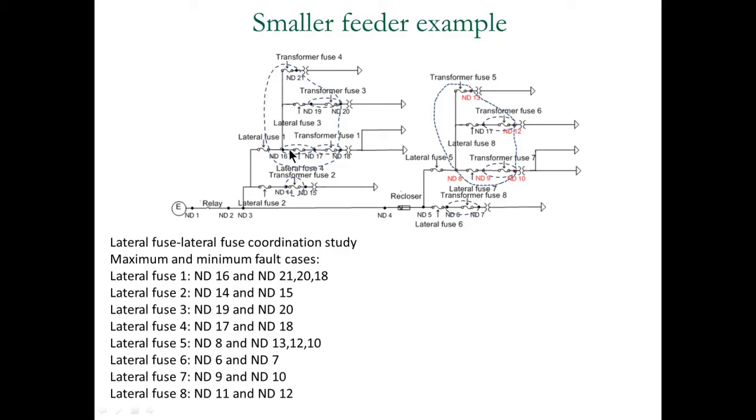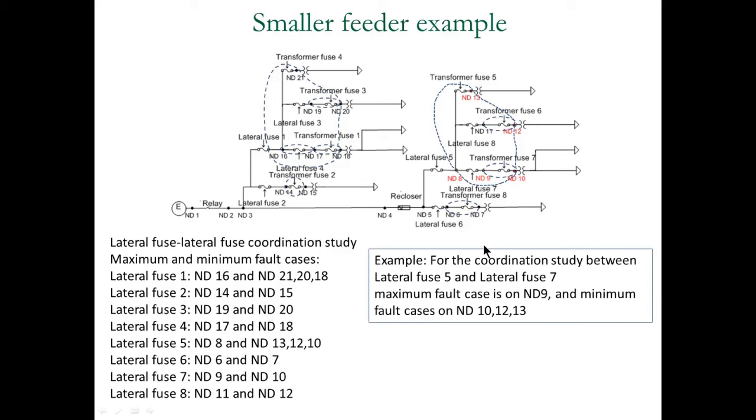For its coordination study, the maximum fault case will be when we apply the fault at node 16 right after the lateral fuse. And we also need to study the fault cases corresponding to the minimum faults, and those would be at the end, like node 21, node 20, and node 18, right at the primary of the transformers that are in this lateral. Similarly, you can also get the fault cases for each of the other 7 fuses as well.